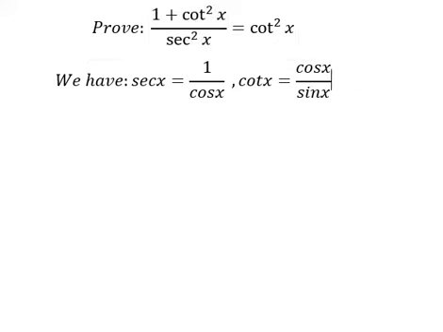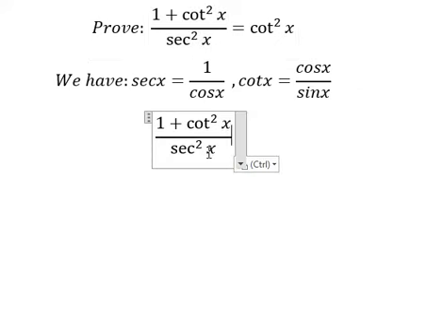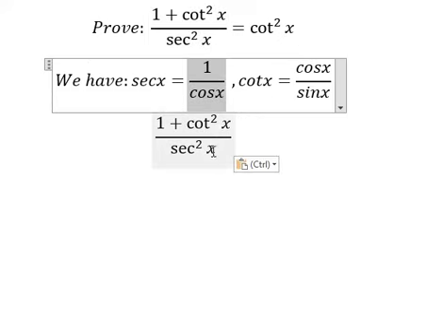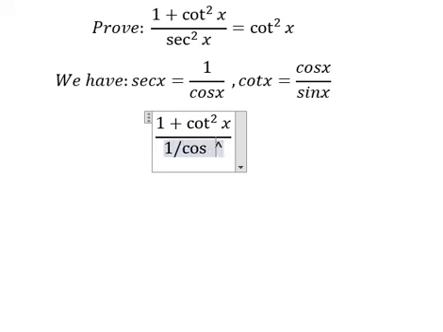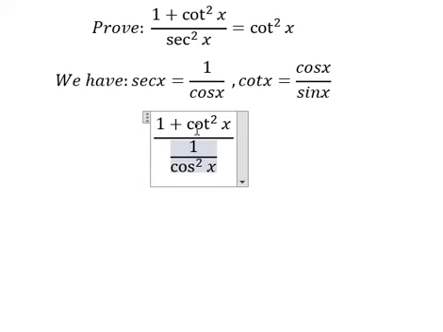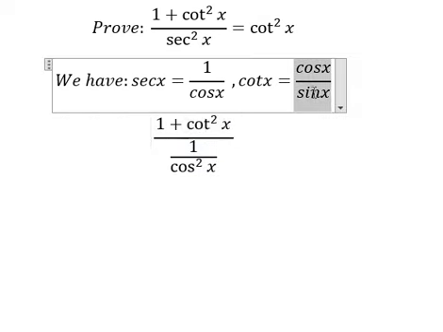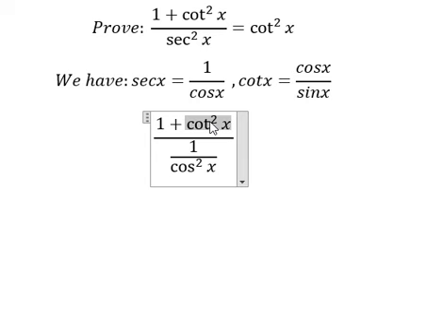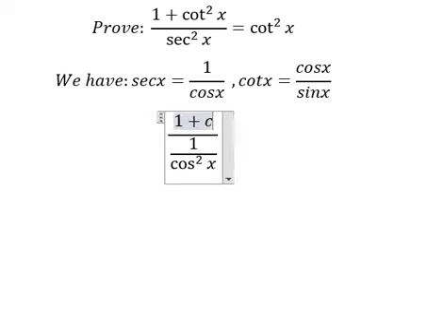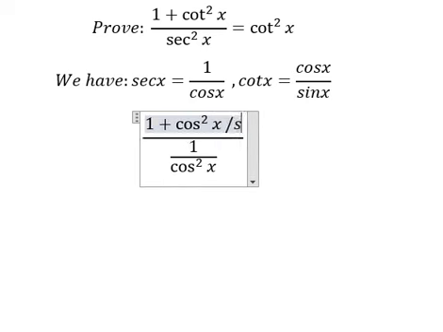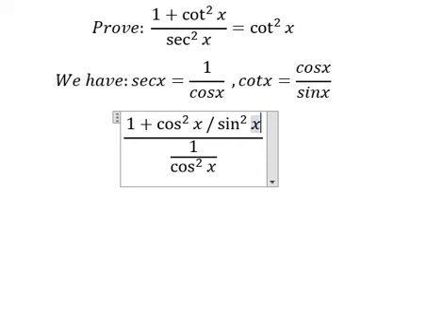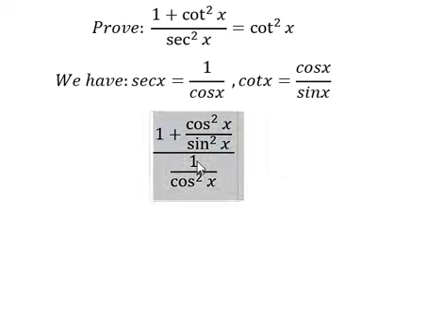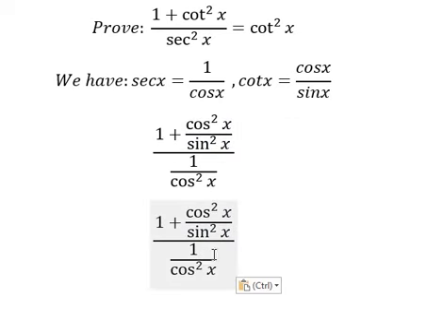So secant of x we change by this one. This one we change by this one. Next, about cosine x squared, we'll go to numerator.